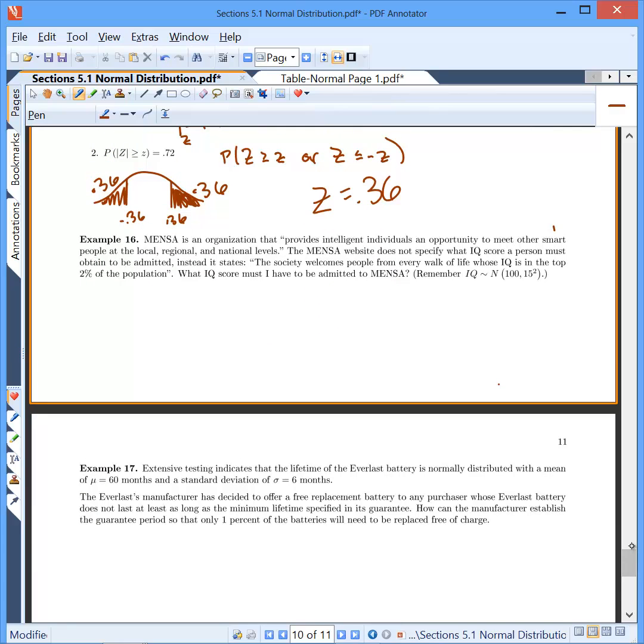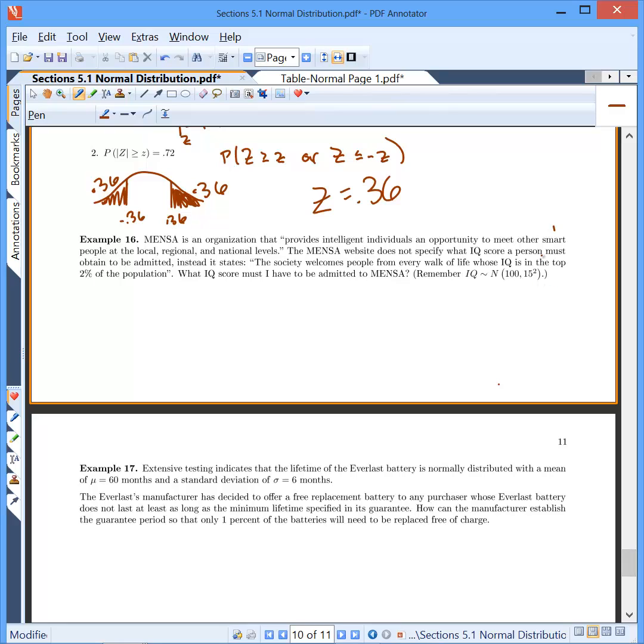Example 16. Mensa is an organization that provides intelligent individuals an opportunity to meet other smart people at a local, regional, and national levels. The Mensa website does not specify what IQ score a person must obtain to be admitted. Instead, it states that the society welcomes people from every walk of life whose IQ is in the top 2% of the population. What IQ score must I have to be admitted to Mensa?